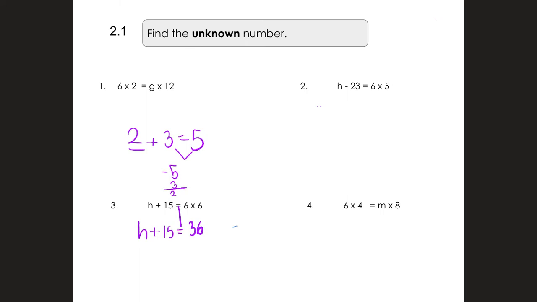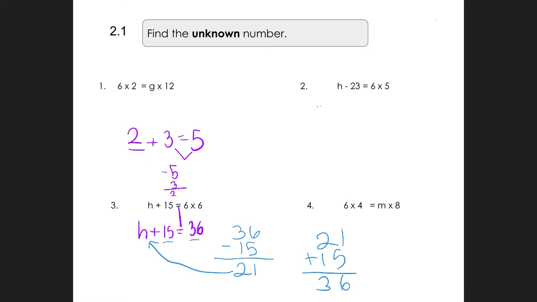So 36 minus 15. The answer is 21. I can check if I'm correct by plugging it in. That means I put that number in there. And I see, does 21 plus 15 really equal 36? 21 plus 15. It does. So I know that it is correct. H equals 21.